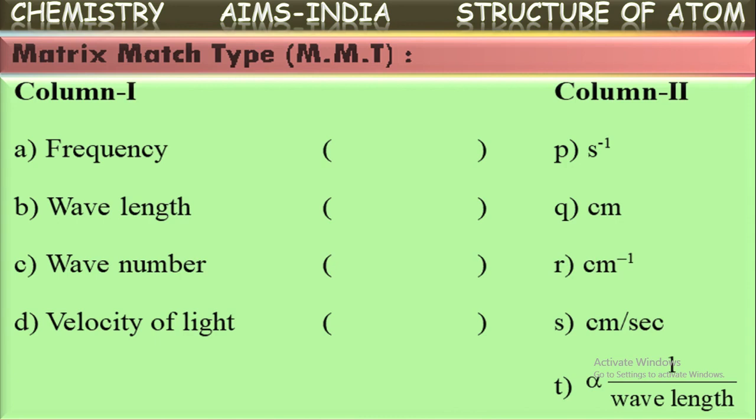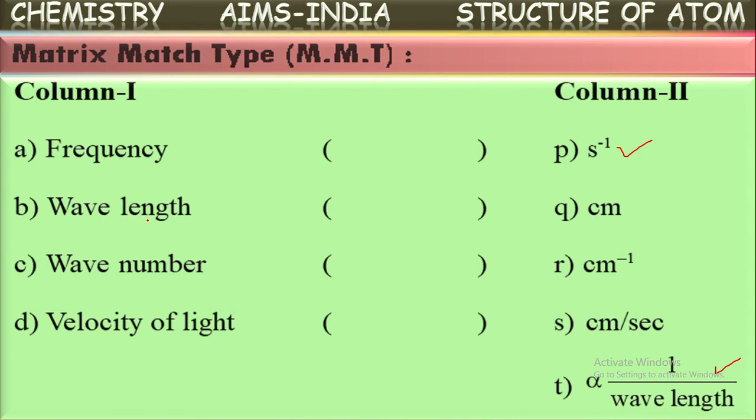See the first one, frequency. What are the units of frequency? Second inverse, hertz, cycles per second. These are all units of frequency. Here they have given second inverse. And at the same time, frequency is inversely proportional to wavelength also, isn't it? So these two will come as matching for the first one.